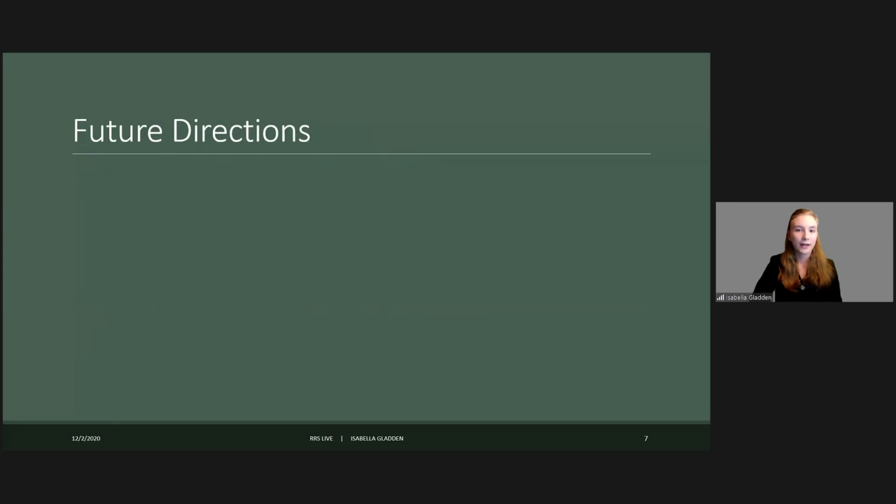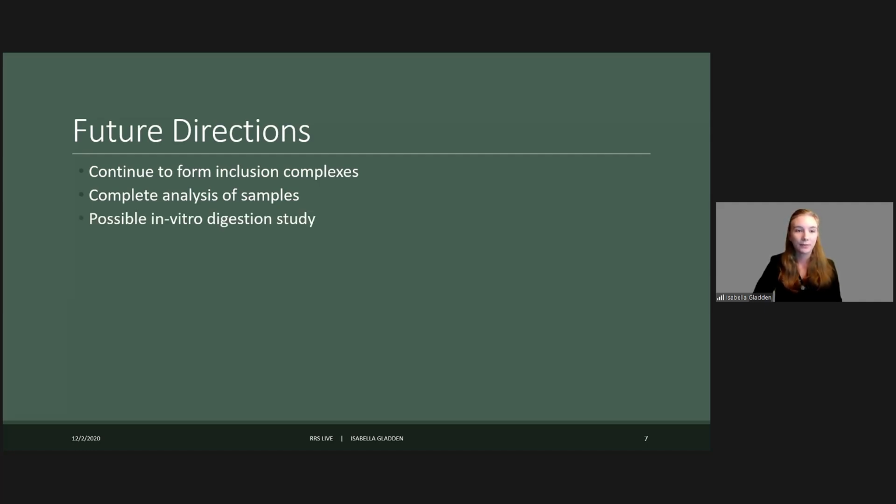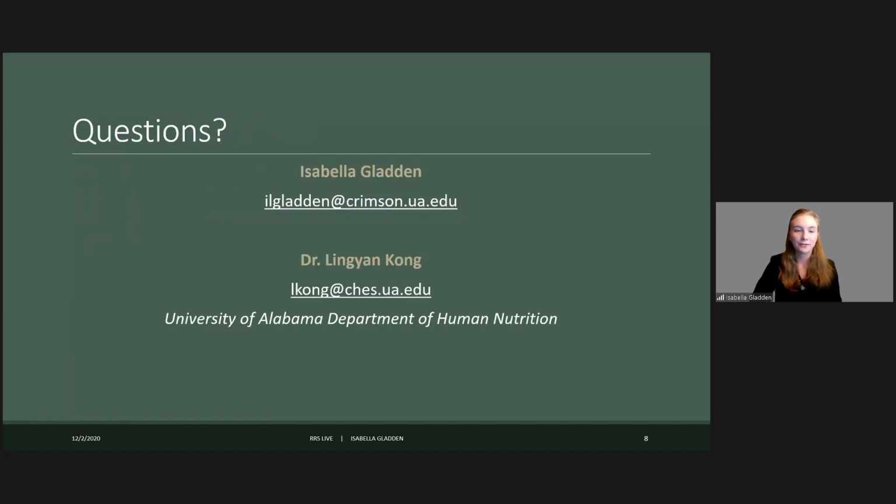In the future, in our lab, we would like to continue to form the inclusion complexes, as well as complete an analysis of the samples similarly to our previous research, using X-ray diffraction, differential scanning calorimetry, and Fourier transform infrared spectroscopy. If there are any remaining samples, we would also like to do an in vitro digestion study, as this can also give us more information about how well the inclusion complexes were formed, as well as how resistant they are to digestion. And once we have completed all of our characterizations of the results, we would also like to analyze and draw conclusions from these results. With that, I'd like to open up for any questions.